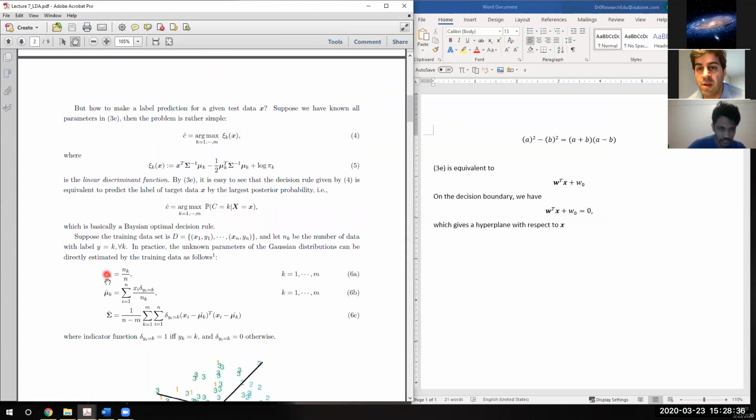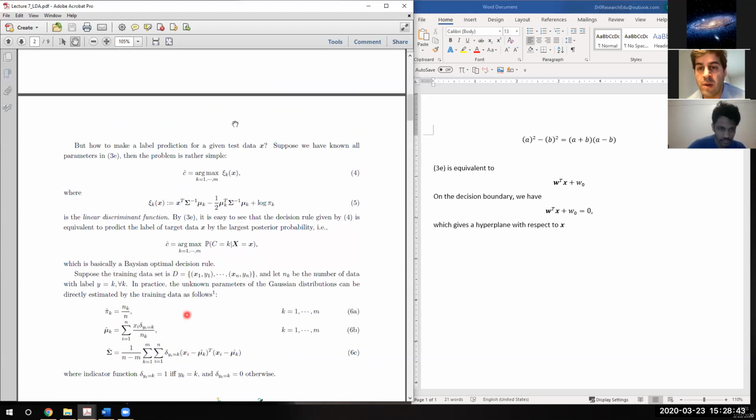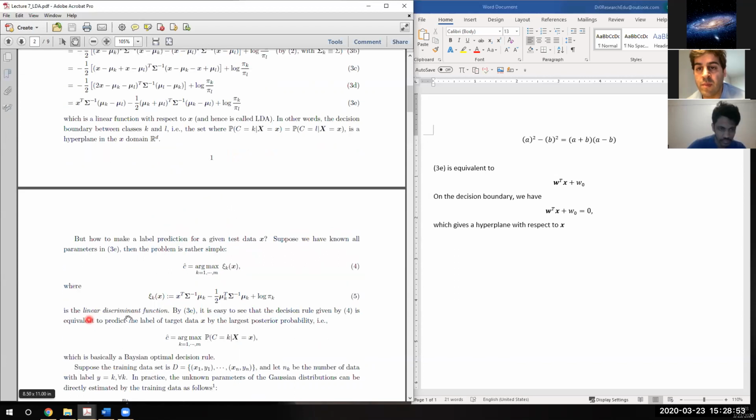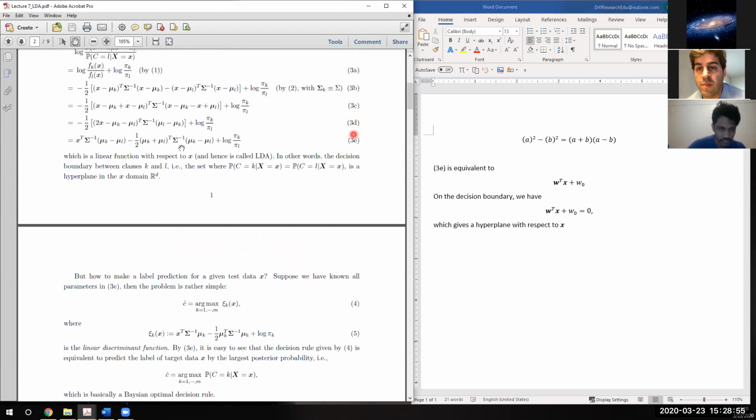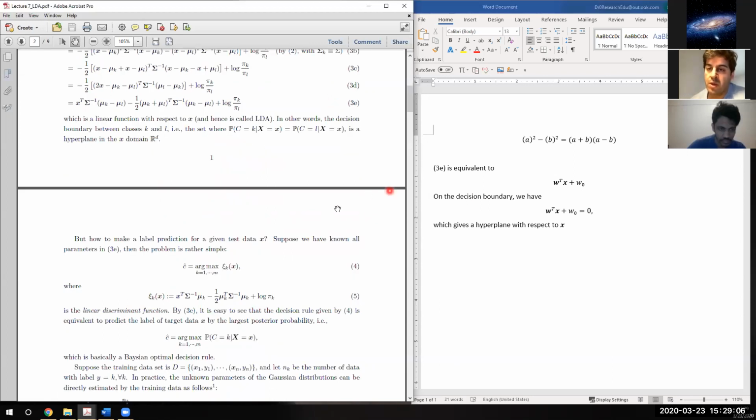First, you estimate the pi k, mu k, and the sigma. Now suppose I already know these. Then I predict the label of the target data as the argmax of Ck, where Ck is the linear discriminant function generated from the log ratio here. Whichever is the maximum, I predict the label to be that one. Done.